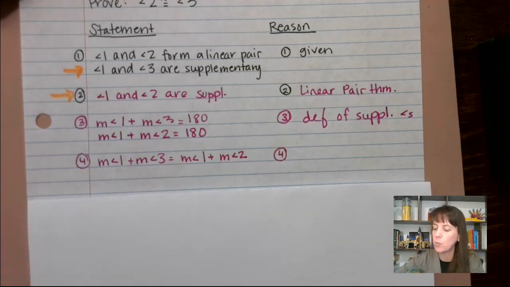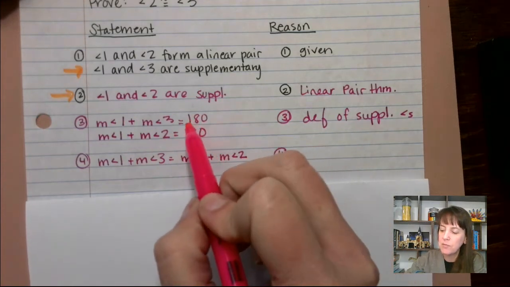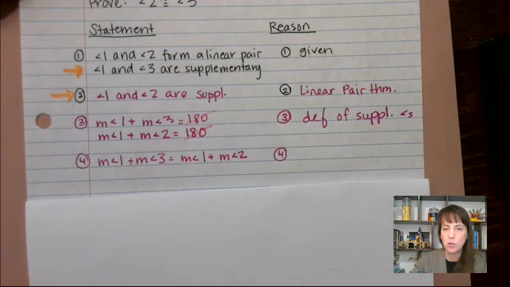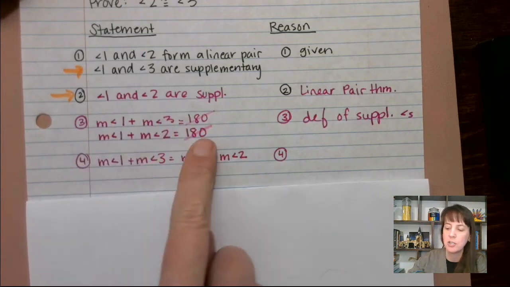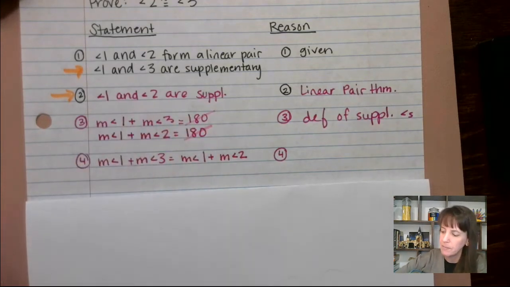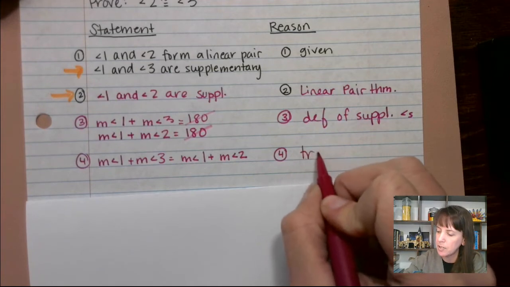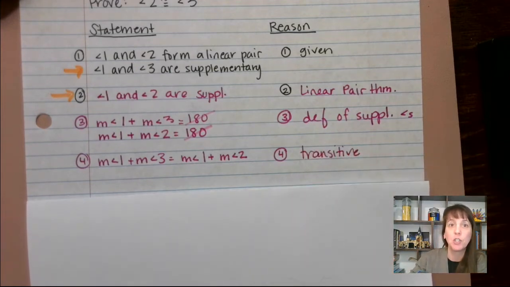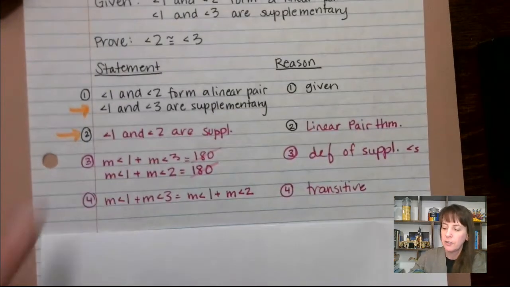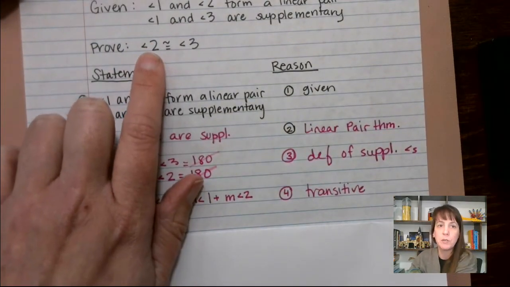That's because we've kind of kicked out this middleman here. That's called the transitive property. We've said, hey, this garbage equals 180, this garbage equals 180, therefore the garbage equals each other. That is called your transitive property. Transitive. Now, looking at this, and I still haven't even gone back to look at what I'm proving, but you'll see that I'm trying to prove angle 2 is congruent to angle 3.